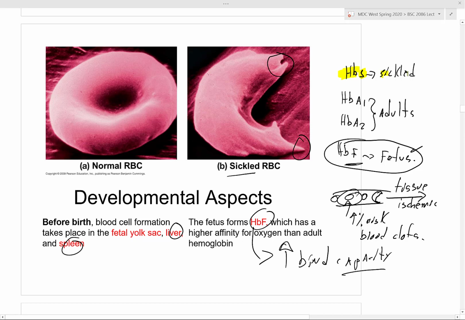Hemoglobin S is for what? Sickle cell. And if you look here, this is a normal red blood cell, and this is a sickle cell. What is a sickle cell? When the cell forms an abnormal shape of the red blood cell, which is supposed to be an oval-shaped biconcave disc, it forms a half of a cell with sharp edges.